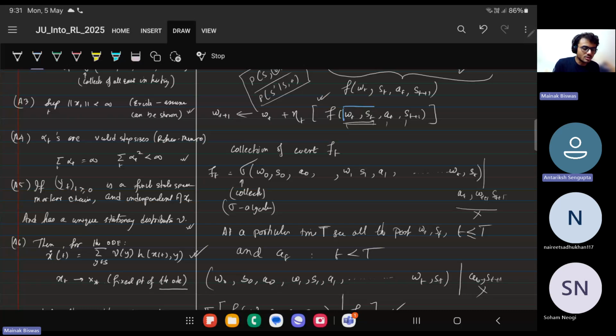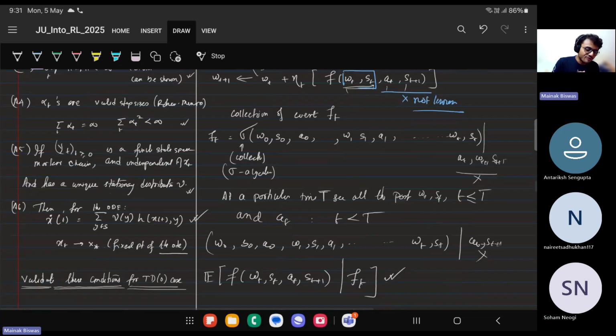Correct? Just forget about the sigma algebra. I didn't pay much attention to that point. This is not known. AT and AT plus ST plus 1 are not known. Do you agree?